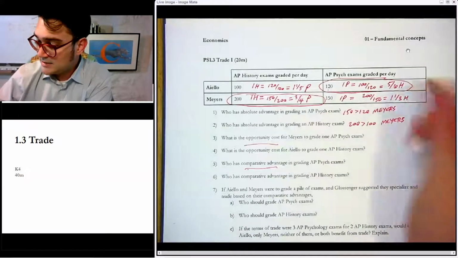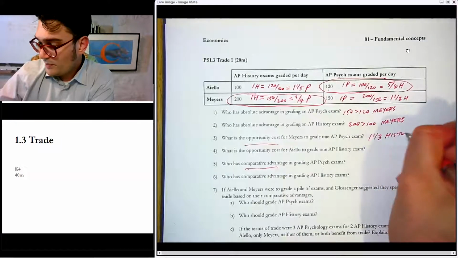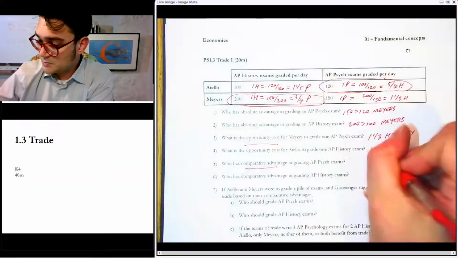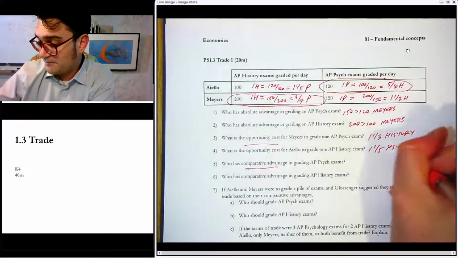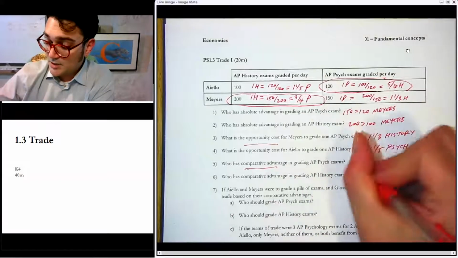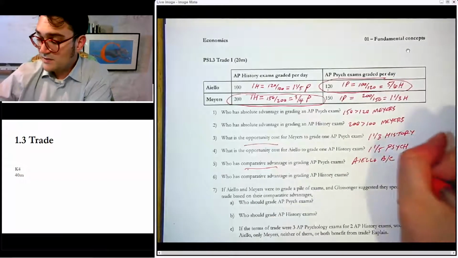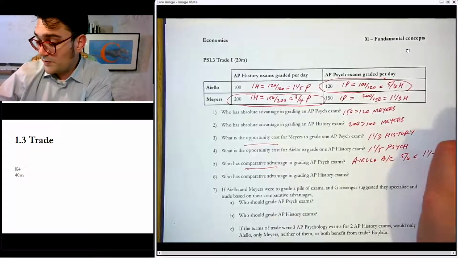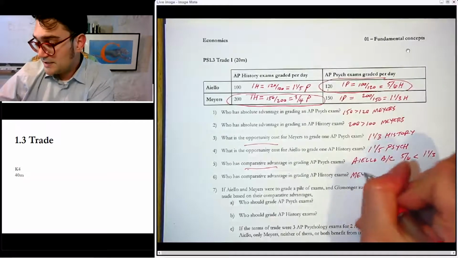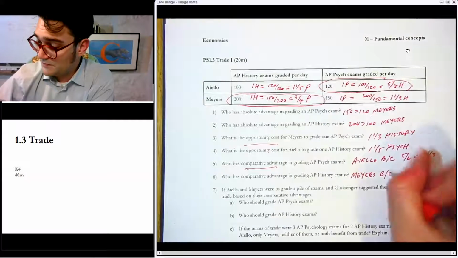Myers to grade a psych test: one psych for Myers is 1 1/3 of a history test. And for Aiello to grade one history, that's up here, so that's 1 1/5 of a psych exam. Now, comparative advantage. We already know that comparative advantage in psych is Aiello, and we can even write that's because 5/6 is less than 1 1/3. Right? We're comparing these two numbers. And this one, we know that Myers has it in history because 3/4 is less than 1 1/5.